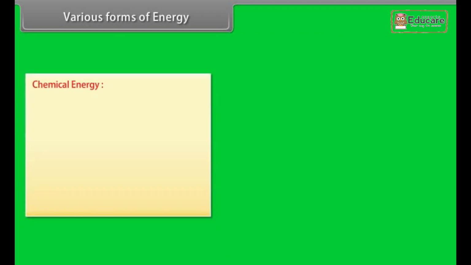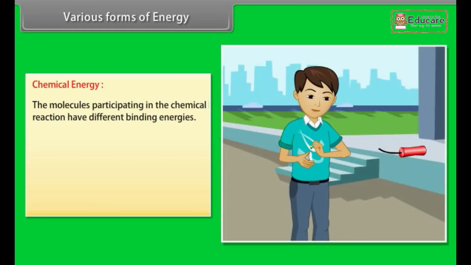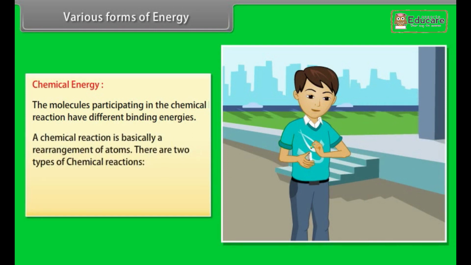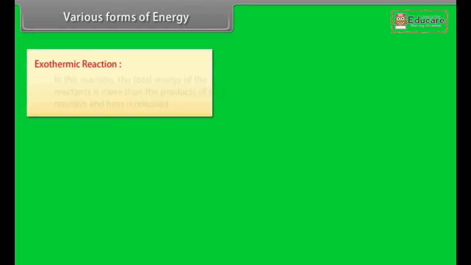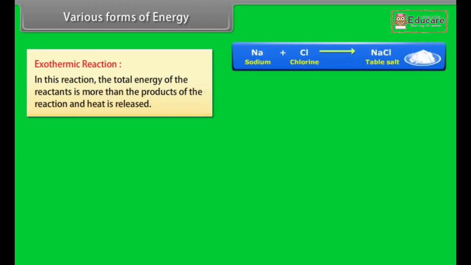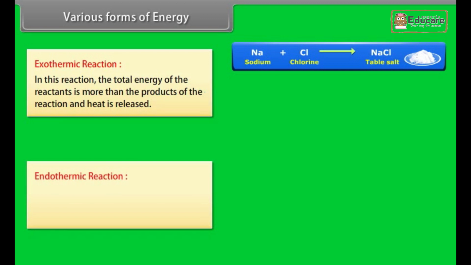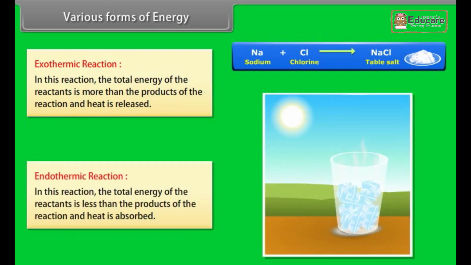Chemical energy. It arises from the fact that the molecules participating in the chemical reaction have different binding energies. A chemical reaction is basically a rearrangement of atoms. There are two types of chemical reactions. Number 1, exothermic reaction, and number 2, endothermic reaction. Exothermic reaction: in this reaction, the total energy of the reactants is more than the products of the reaction and heat is released. Endothermic reaction: in this reaction, the total energy of the reactants is less than the products of the reaction and heat is absorbed.